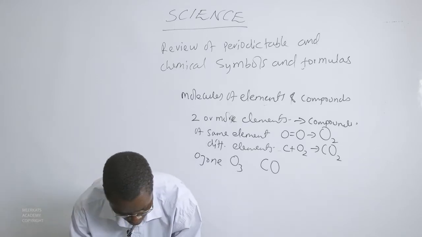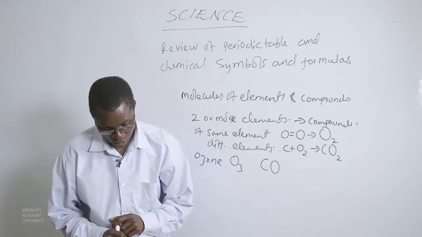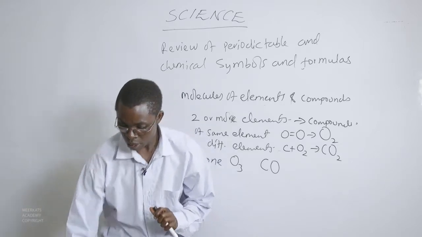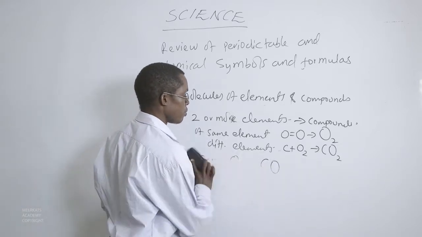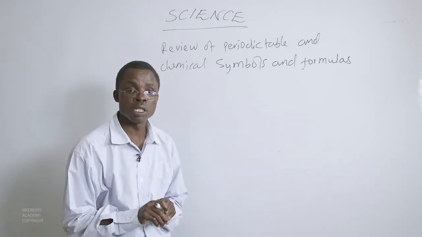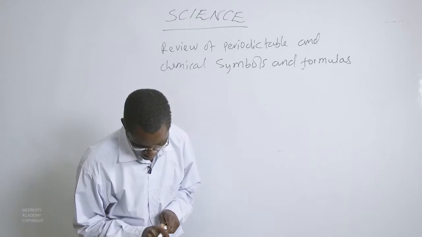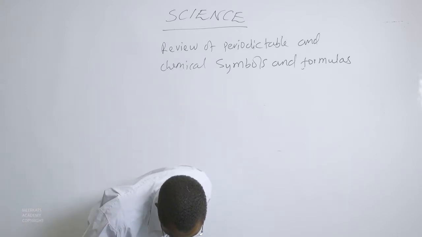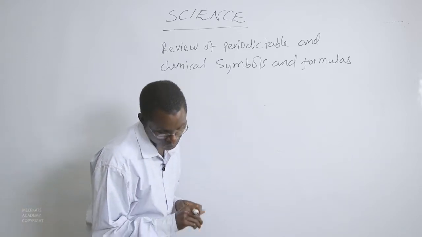Lastly, let's look at this question pertaining to the writing of symbols. Name each of the chemical compounds in the table. So number one, we have this.